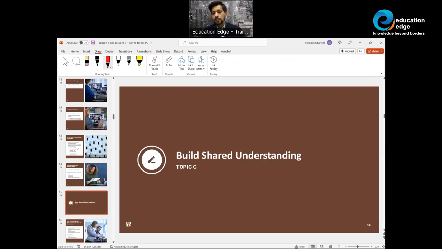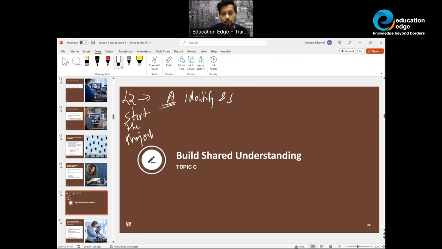And that brings us to the end of topic B. So what have we covered up till now? We looked at topic A, which is the most important topic from lesson 2, start the project. So start the project, lesson 2, topic A, we looked at identify and engage stakeholders.